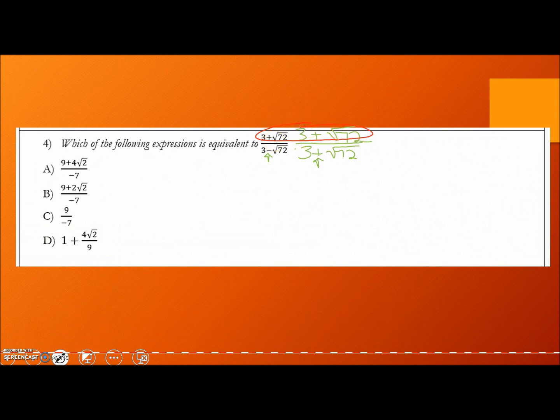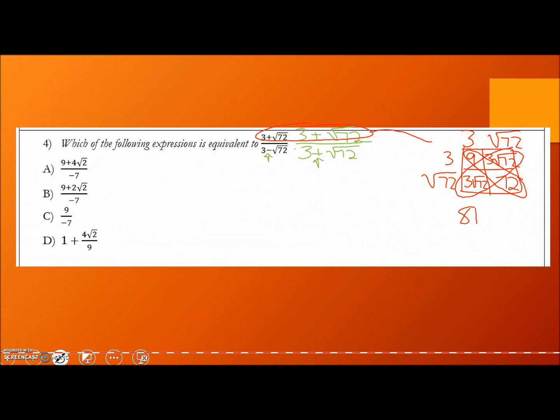So I'm going to go off to the side, and I am going to make myself a box. 3 radical 72, 3 radical 72. I multiply, so 3 times 3 is 9. 3 times the square root of 72 is 3 square root of 72. Same over here. And the last box is the same radical multiplied together, so it comes out of the radical. And then I add diagonals. 9 plus 72 is 81.